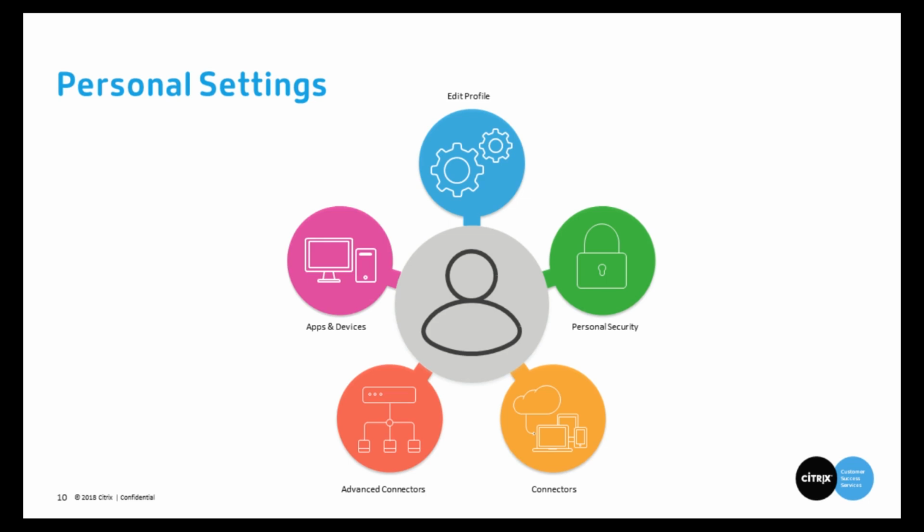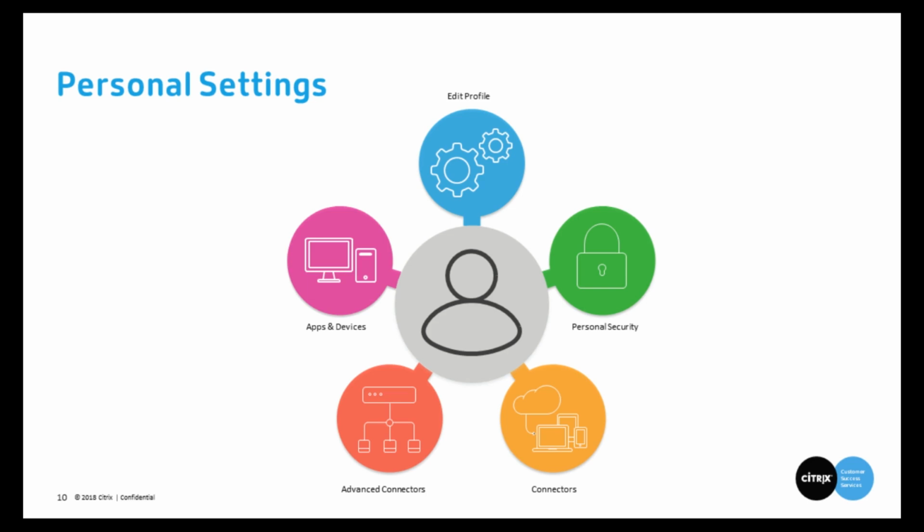Some of the main settings that stand out are, first, Edit your profile. This is where you can change your password, update email addresses, and email notifications. The second one is personal security, where you can set up two-step verification, where you can use your phone to provide an extra layer of security for your username. You can either set up Telesign or register a QR code to log in.